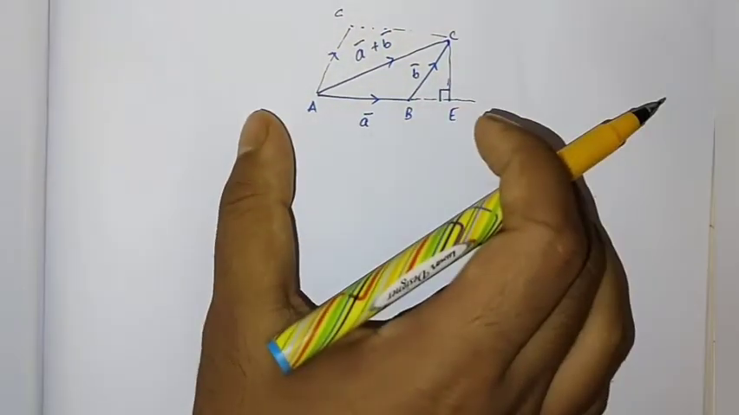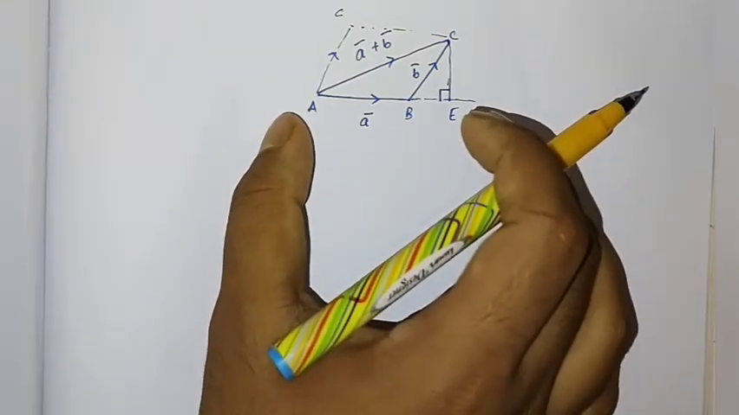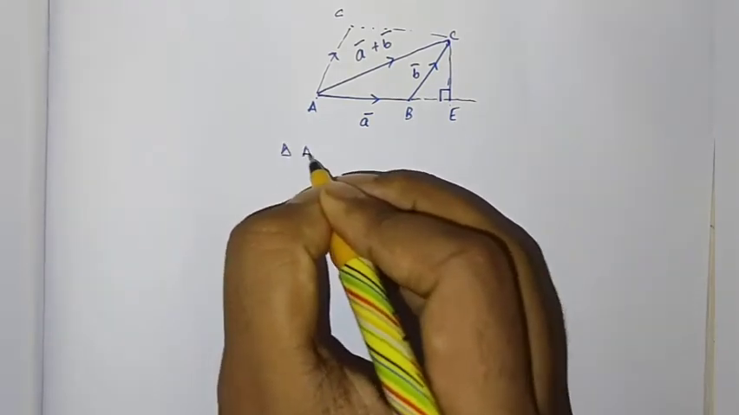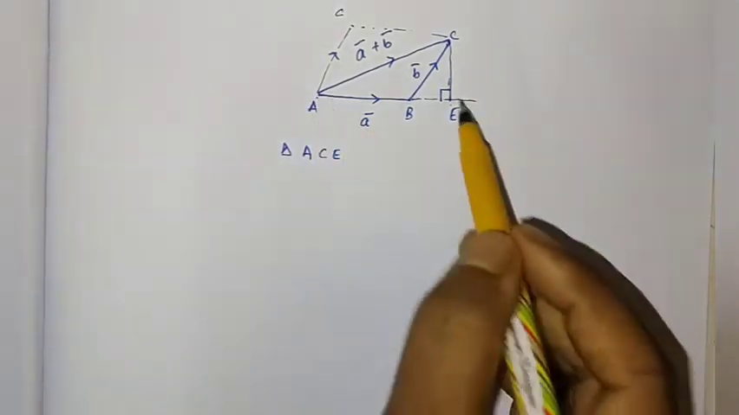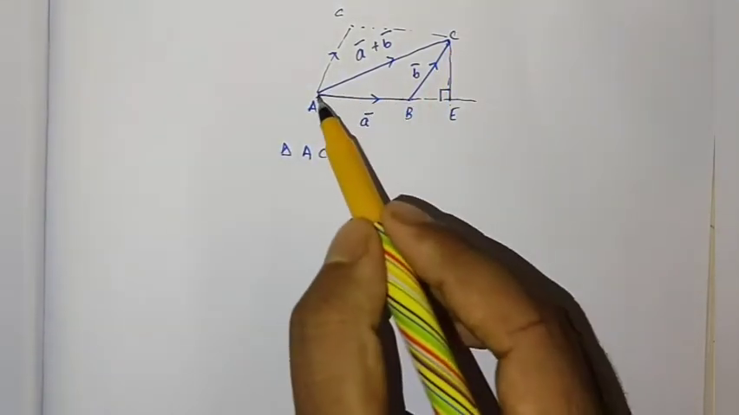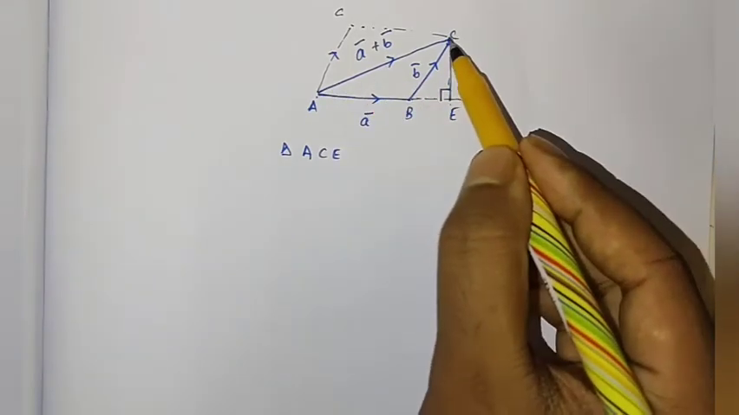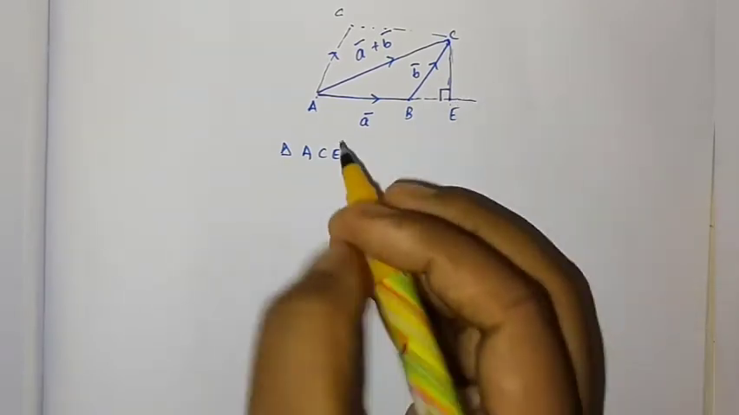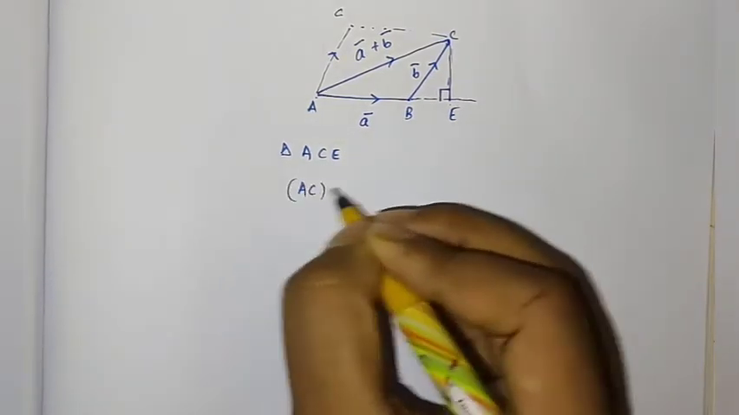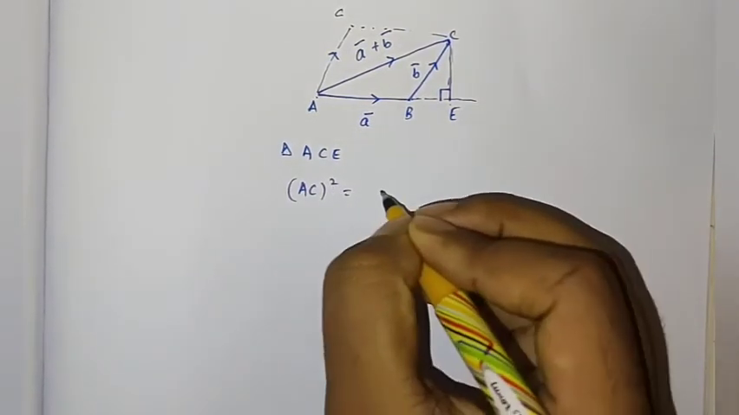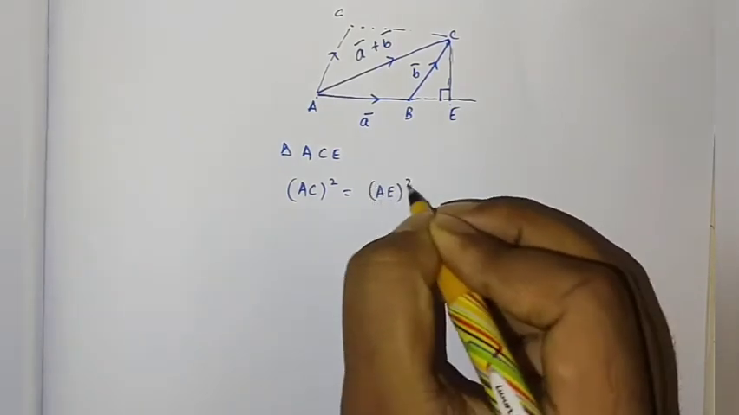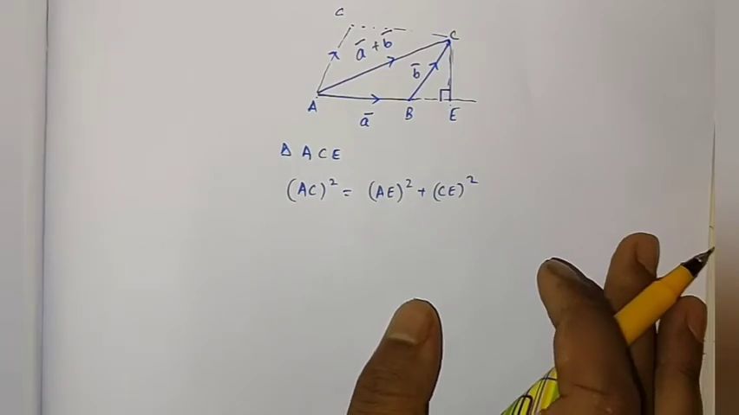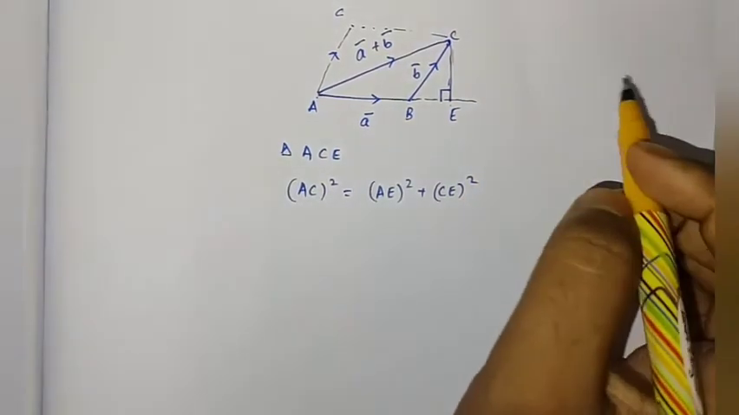Okay, so in this example I want you to consider this triangle A, C and E. You can see it's a right angle triangle, so AC is the hypotenuse, AE is the base and CE is the height. So from Pythagoras theorem we get AC square is equal to AE square plus CE square. It's simple.